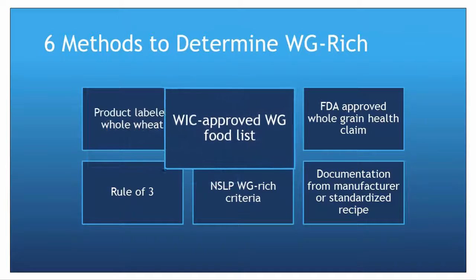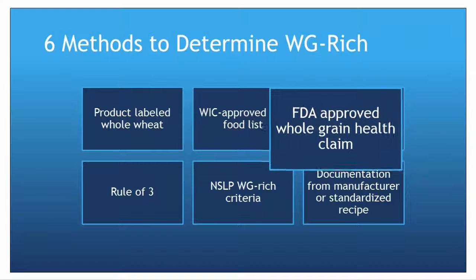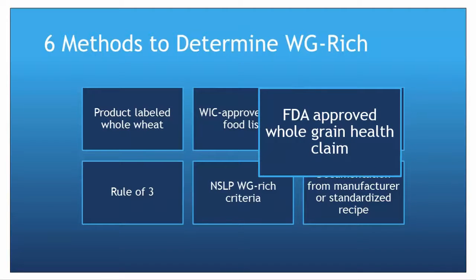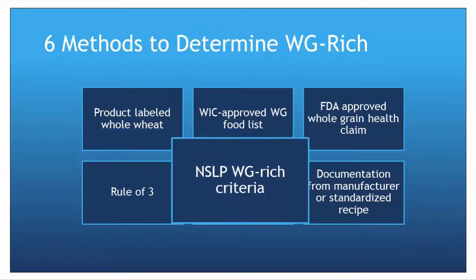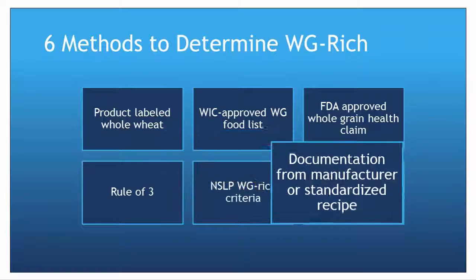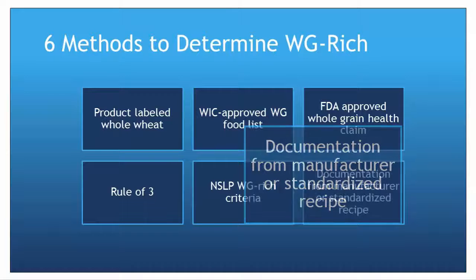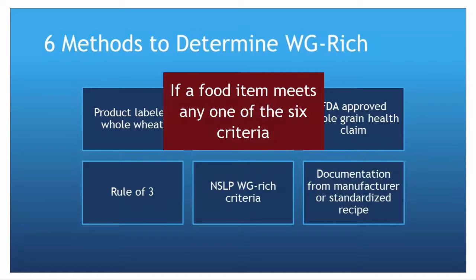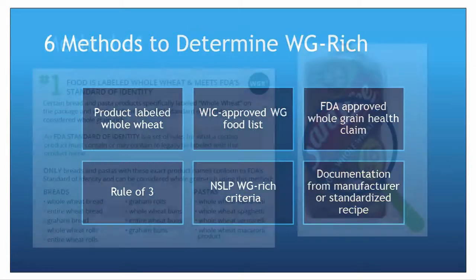The food is included on a state's WIC-approved whole grain food list. The product includes an FDA-approved whole grain health claim on the package. The food meets the Rule of 3. The item meets the whole grain rich criteria under the National School Lunch Program, or proper documentation from the manufacturer or a standardized recipe demonstrates that whole grains are the primary ingredient by weight. If a food item meets any one of the 6 criteria, it is considered to be whole grain rich. Each method will be discussed in detail.